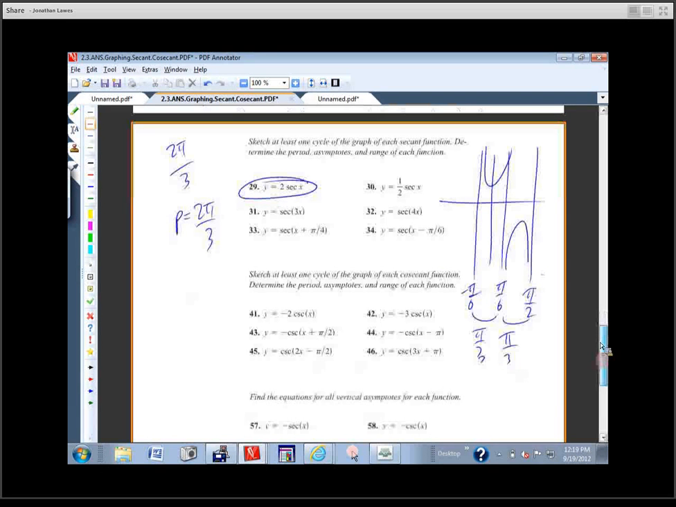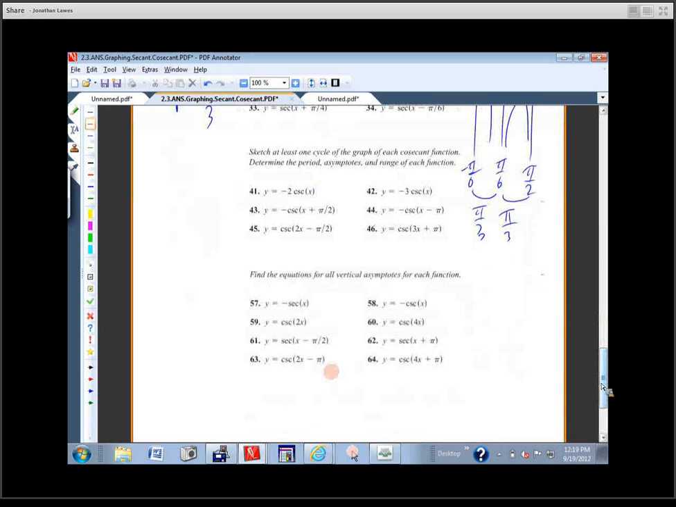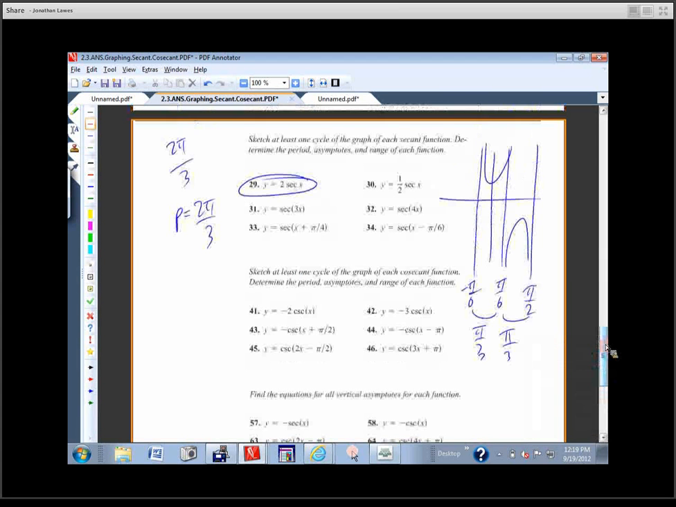Skip down here. Take a look at 57 through 64. It says find the equations of the vertical asymptotes. So that's basically what I was showing you right here. This is how you do that. Find out where they are. And if I were to write an equation for these asymptotes, I give it a place to start. Which one do you want to start with? Pi 6 plus k times, how often does it repeat? Careful, how far is it in between here? Pi thirds. It would be pi thirds there. Any questions?